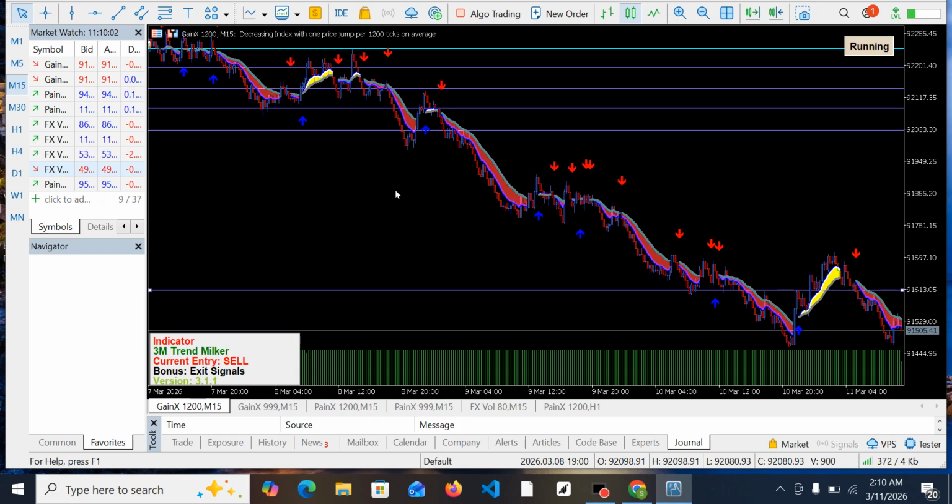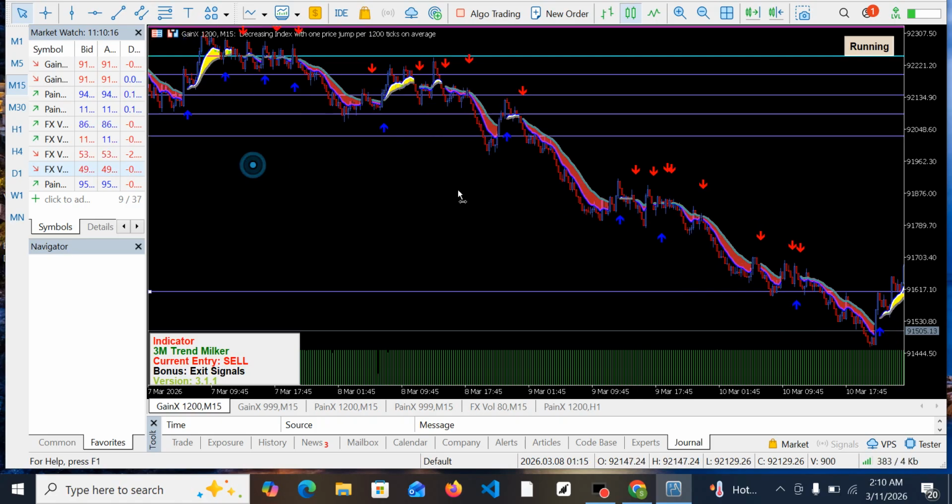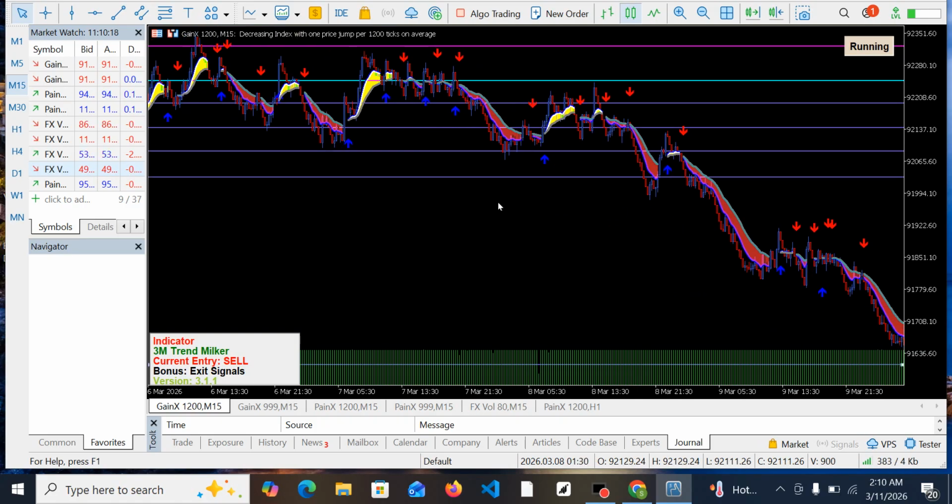First of all, I love trading using the 15-minute time frame, 30-minute time frame, or H1, depending on how fast or how far I want to go with my trading activities. So I'm starting with GainX 1200. Right here is a signal we got over a week ago.